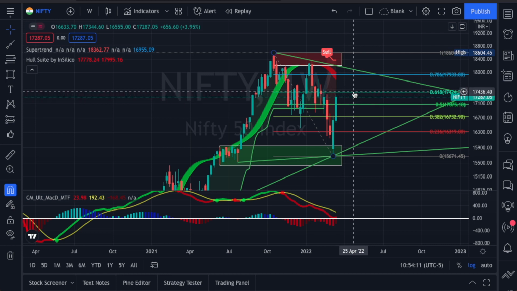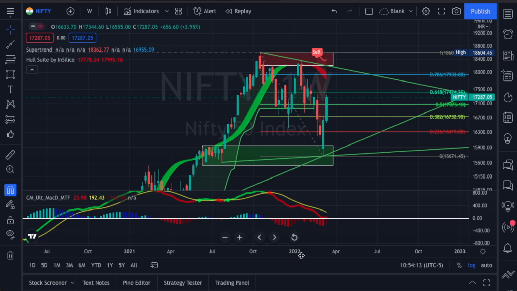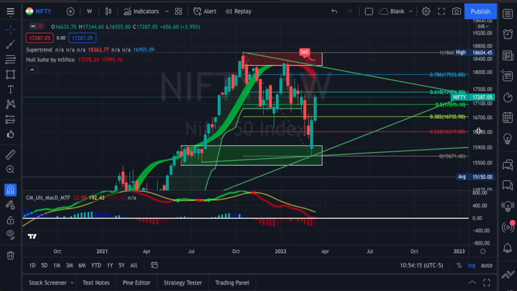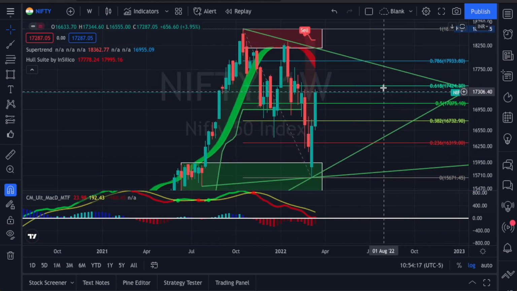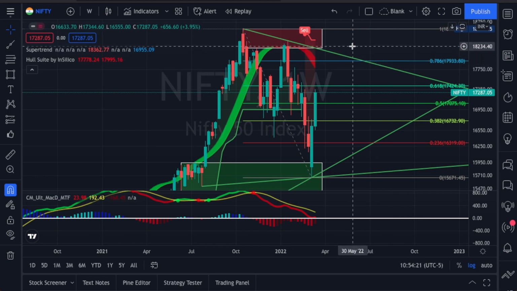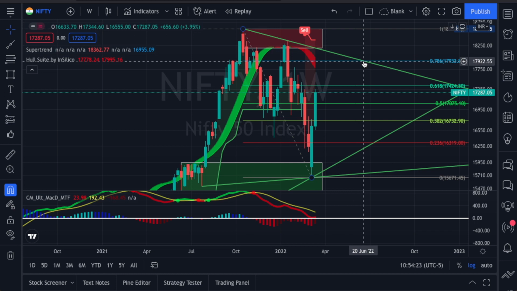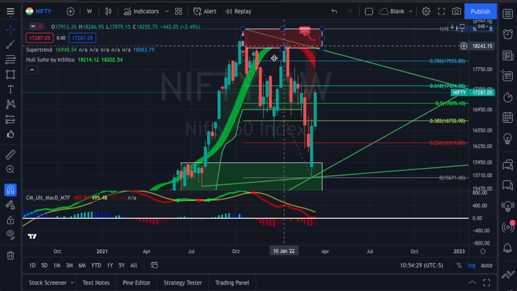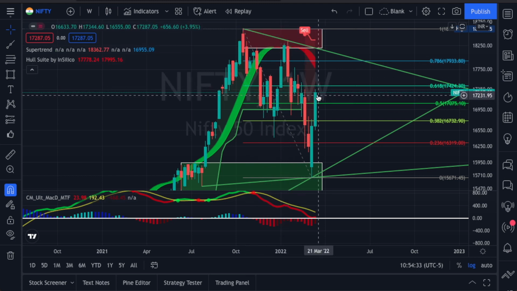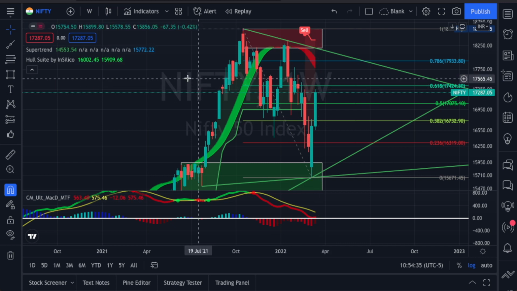Levels you want to watch is at 61.8, which is the 17,424, 17,933, and then over here. And you got this trend line that I put as a resistance line. So just keep your eye on it. There's a lot of price action going on right here. So we'll see. But those are the key levels you want to watch.